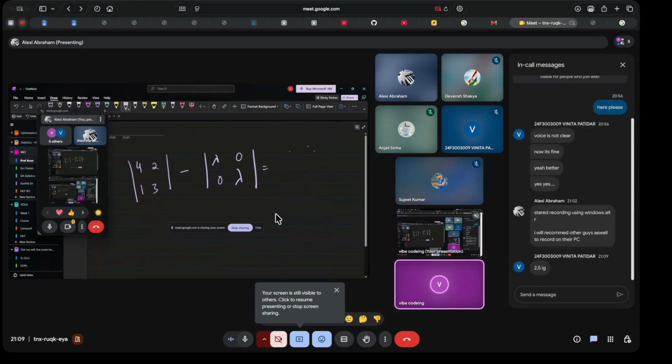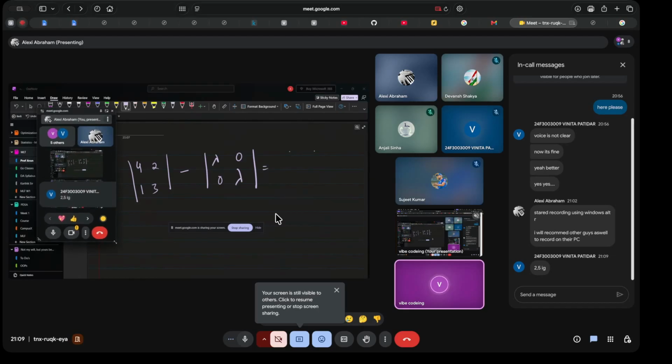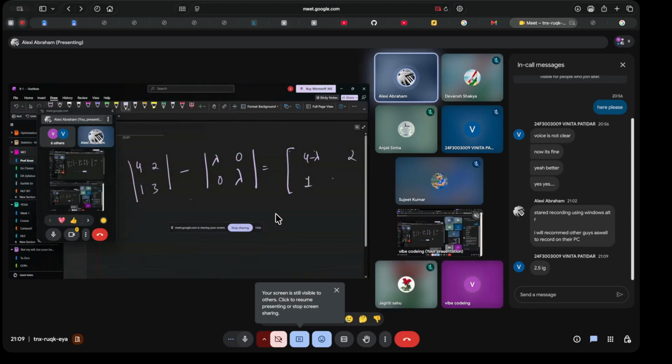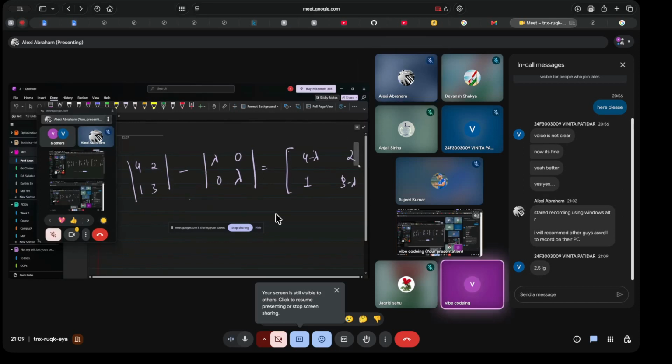Because you are doing a determinant. Okay, we will check it, Vinita. If you are doing a matrix subtraction or addition, you will do from every position to every position. Like you have to do 4 minus lambda, 4 minus lambda, and 2 minus 0, and 1 minus. Yeah, no problem. We can manage this type of disturbance.